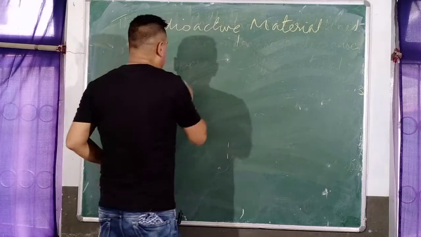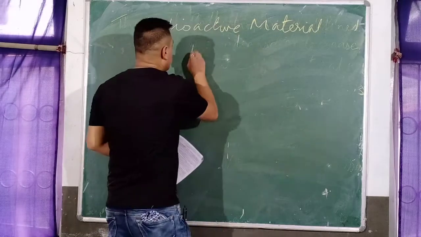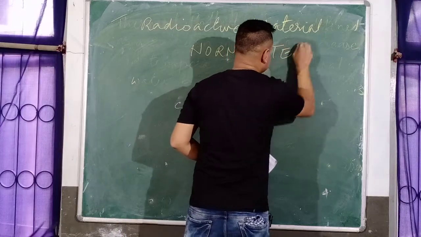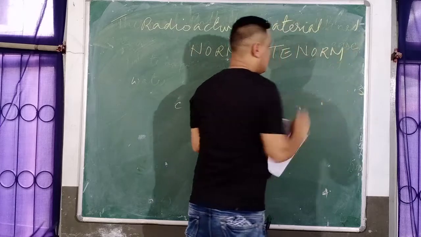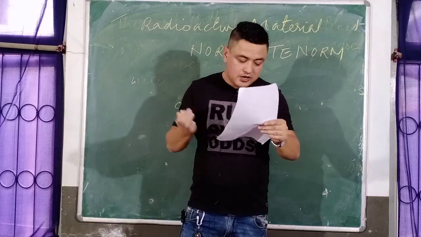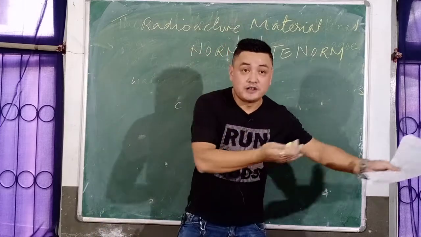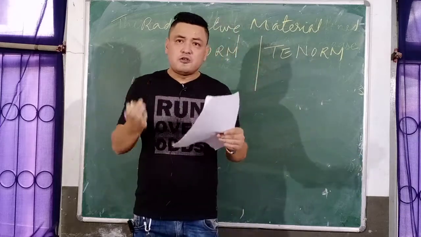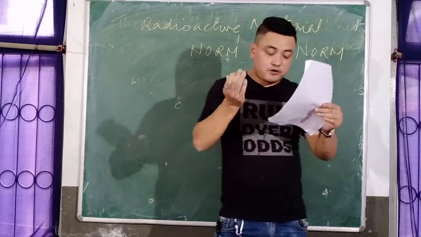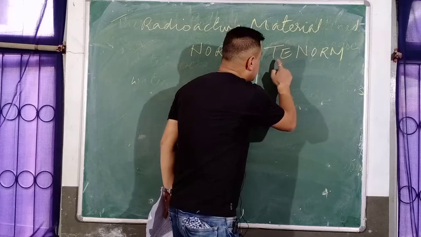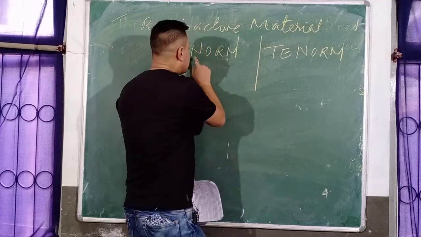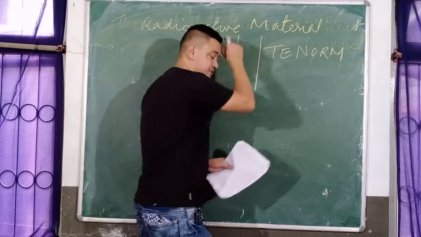These atoms are basically formed in two forms. One is known as NORM and one is known as TENORM. NORM means naturally occurring radioactive material that is found in our environment. TENORM means technologically enhanced naturally occurring radioactive material, made enhanced by technology. Whereas NORM means naturally occurring radioactive material.